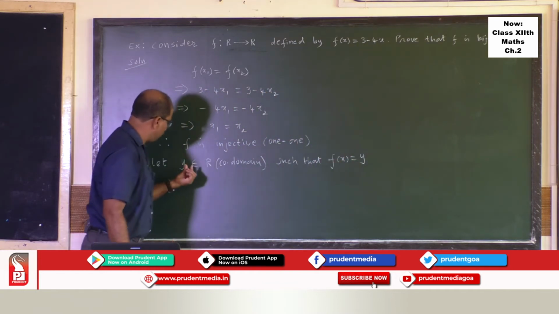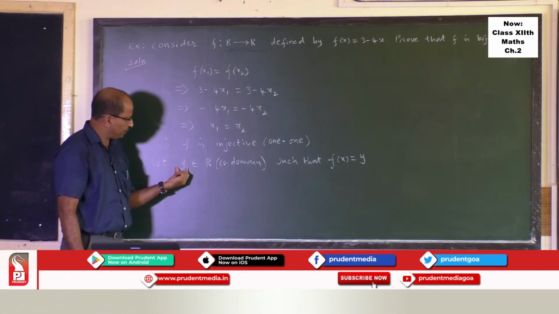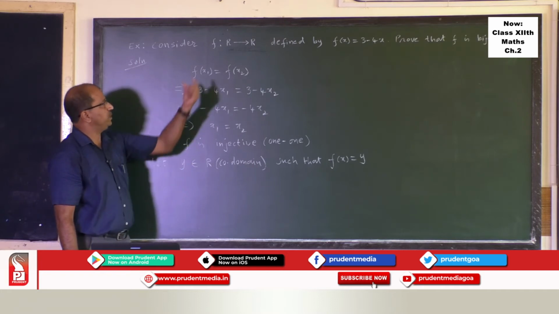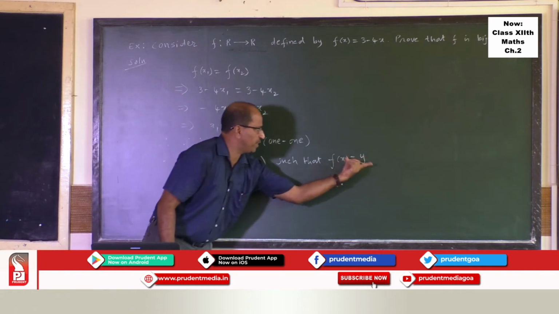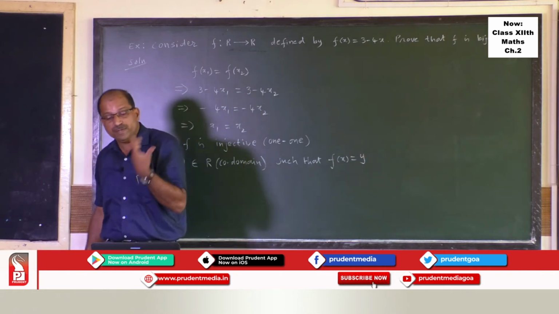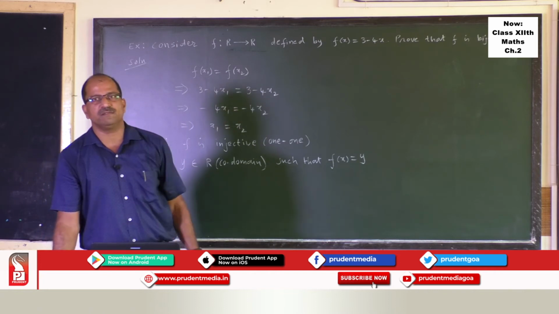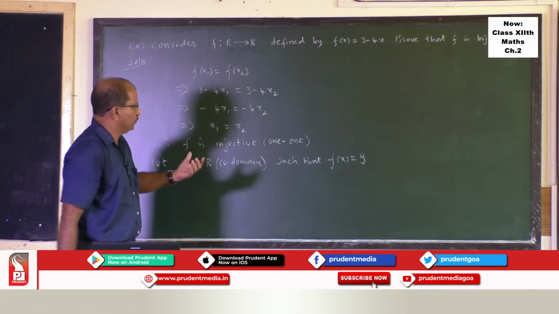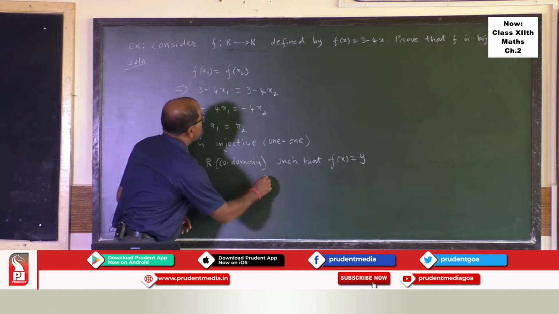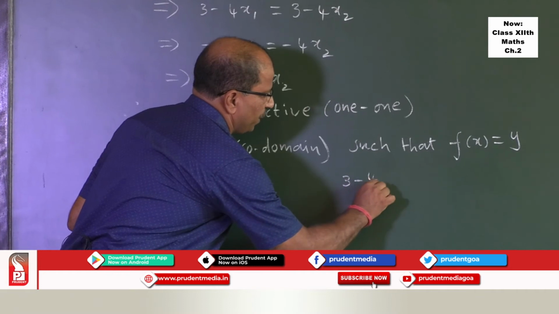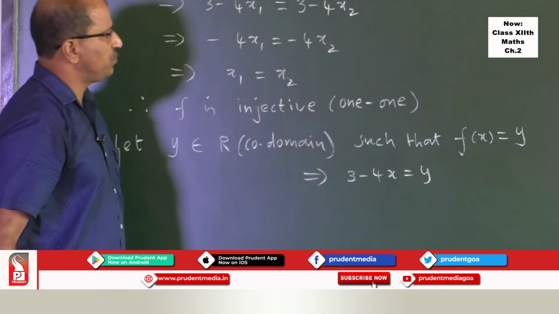Because I do not know whether y has a pre-image or not. So, I have just picked up any y from the second set, that is the codomain set, such that f of x is equal to y. So, I am assuming that there is an x such that f of x is equal to y. I am assuming, and that is why I wrote f of x is equal to y. But what is f of x? F of x is 3 minus 4x, which is equal to y. This will imply 3 minus 4x is equal to y.